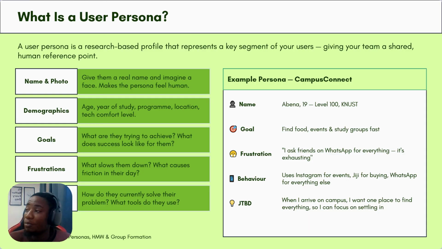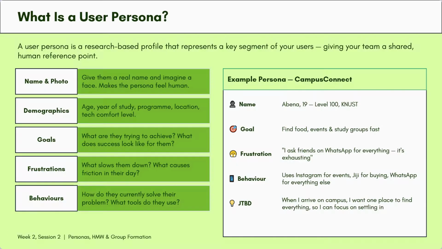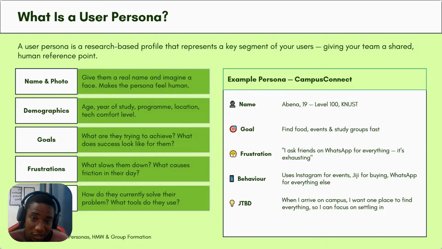Now, on our slides, we have user personas as a research-based profile that represents a key segment of your users. Simplified, you get these users from the research, the target market. So in this case, using the campus scenario, the students. These are the users we're talking about. So we are going to take a segment of these users and then define our user persona from them.